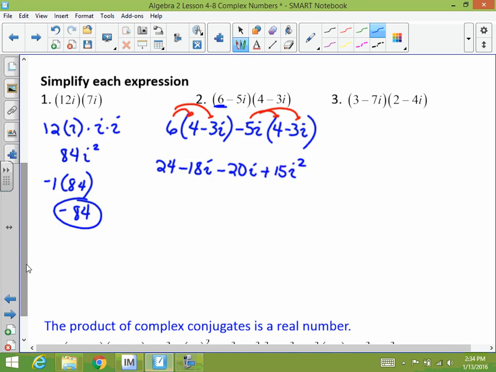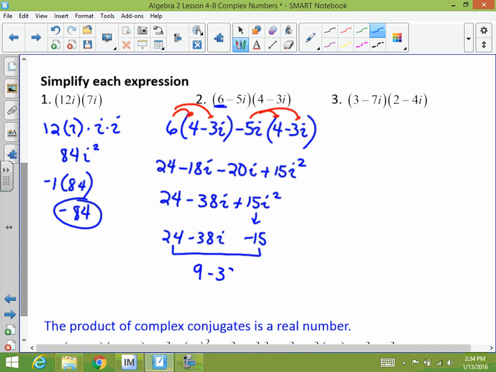Okay, so let's combine like terms. This is 24 minus 38i plus 15i squared. But what is i squared? i squared is negative 1. So essentially, this becomes negative 15 because i squared is negative 1. So I have 24 minus 38i minus 15. 24 minus 15 happens to be 9, so this becomes 9 minus 38i.